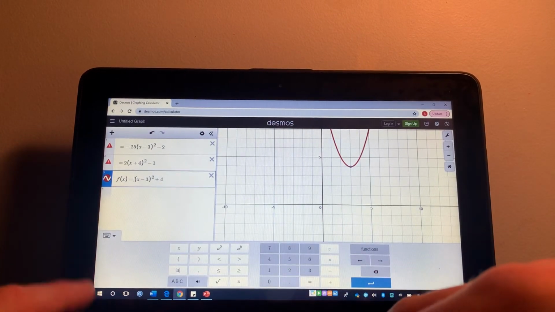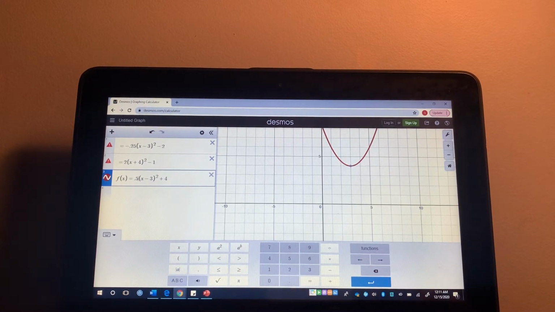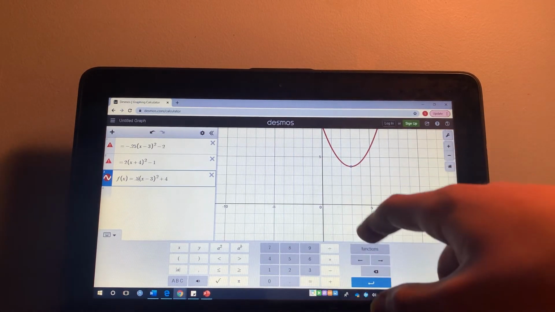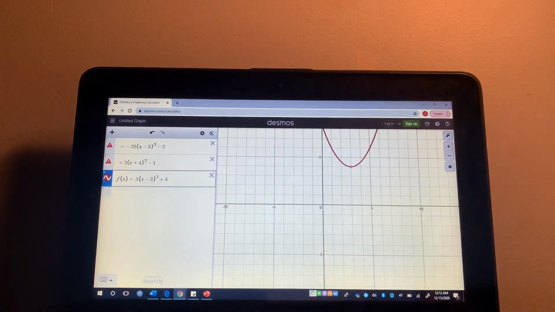If I did 0.5, it would get even narrower, and it would be over 2 up 2 instead of over 1 up 1. Usually it would be over 2 up 4, because 2 squared is 4, but now it's over 2 up 2 because 2 squared is 4 and times 0.5 is just 2. Let's say we put in 1. 1 minus 3 is negative 2. Negative 2 squared is 4. 0.5 times 4 is 2. Plus 4 is 6. So we should have 1, 6, which we have right there.